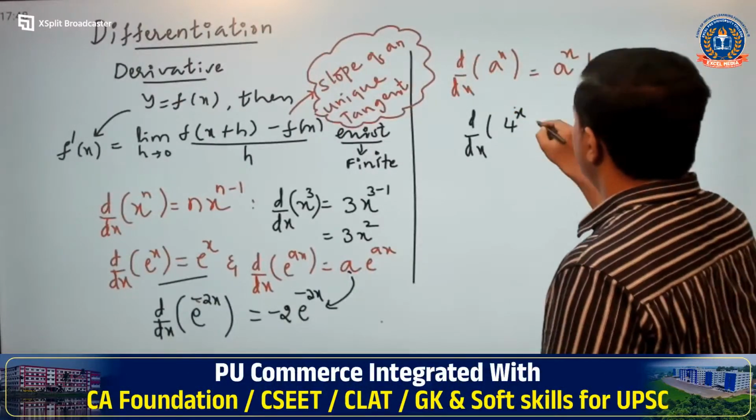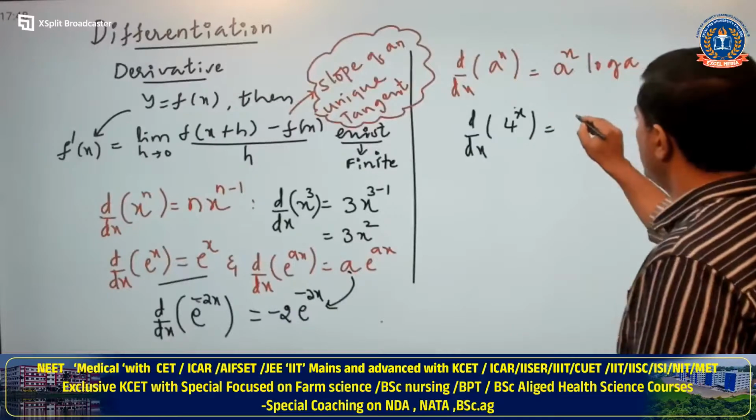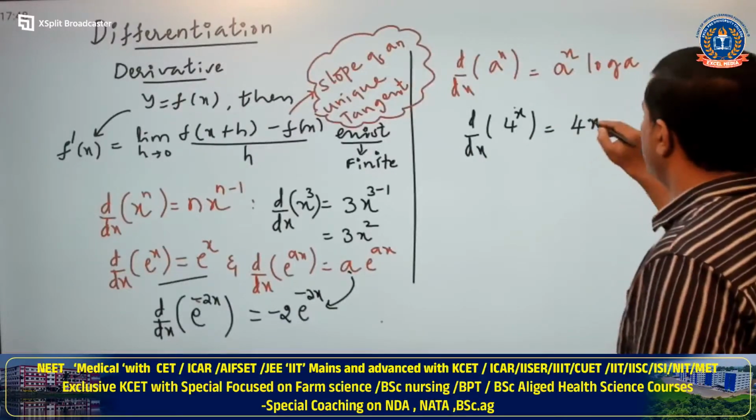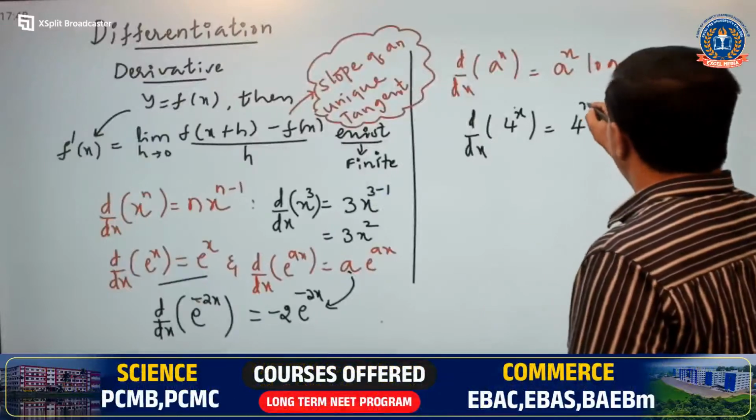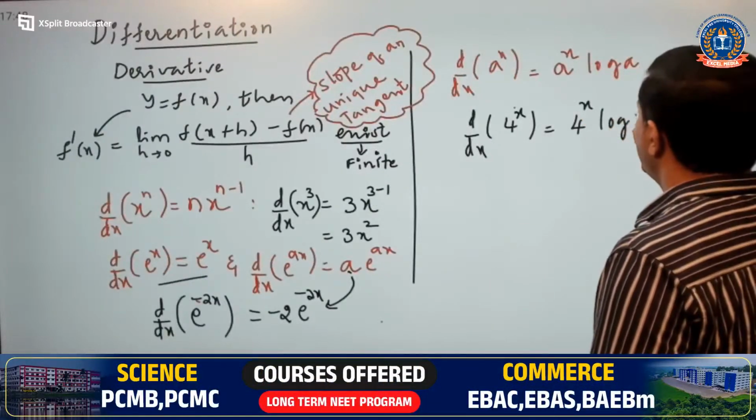Just a minute. 4 raised to x, which is equal to, first of all, 4 raised to x as it is. Then the derivative, automatically it is a log 4.